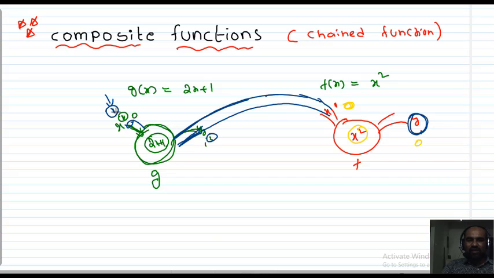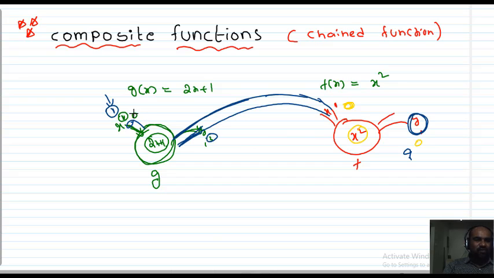But what happened here? If 1 is dropped in this chamber, okay, what will come out? 3. That 3 becomes input for this function. So output is 3 square, 9 is output. Understood? 1 is input, 9 is output. According to which function? According to which machine? So a combination of these two machines. Understood? Combination of these two machines. That is called a composite machine. That is called composition. We composite two machines.